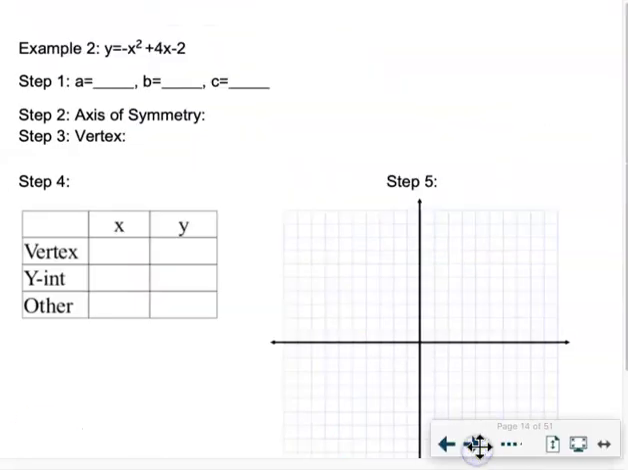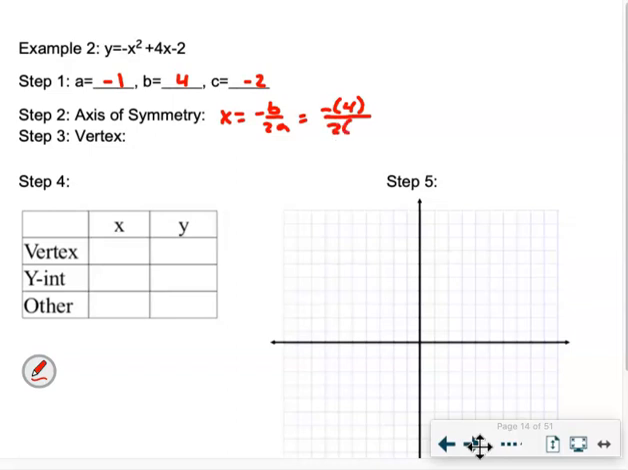So let's go and try another example. Here's our new one. Remember, step 1 is just going to be to find a, b, and c. For this one, a is going to be -1, b is going to be +4, c is going to be -2. All right? The axis of symmetry is the equation -b over 2a. b is 4, so I'm going to plug in 4.